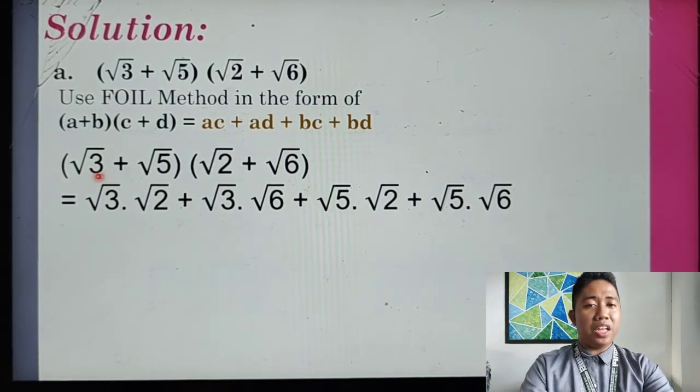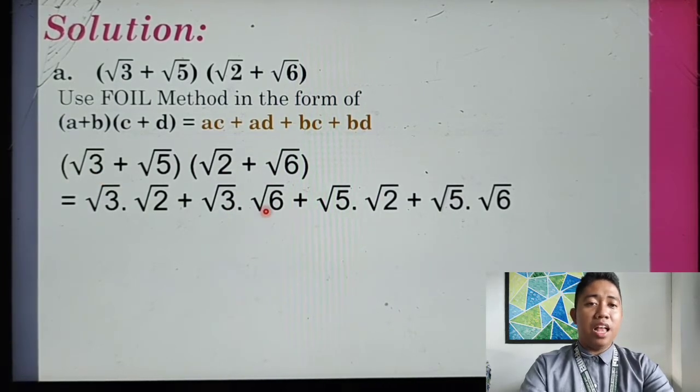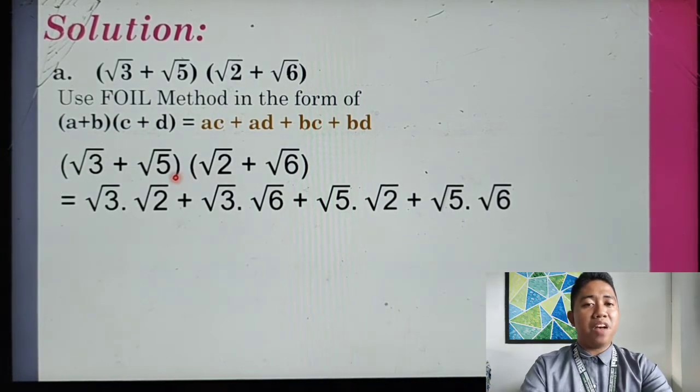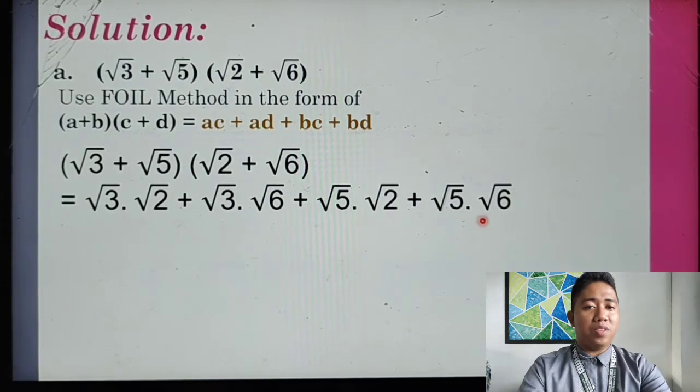So the square root of 3 times square root of 2, like this. Next is the outer terms. So we have square root of 3 times square root of 6. Next, proceed to the inner terms. So we have square root of 5 times square root of 2. And last terms, we have square root of 5 times square root of 6.